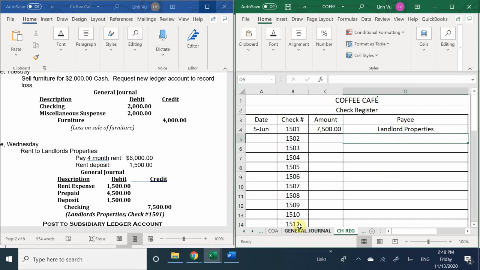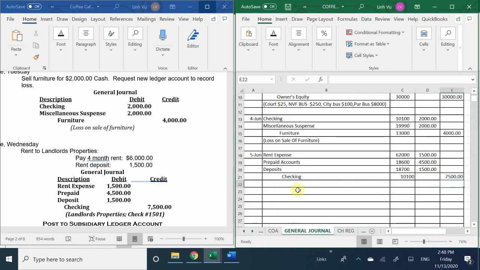Okay. And now that I have my check number 1501, I can go ahead and go back to my journal. Okay, so this is a good reference point for you too, so you can keep track of your information. Now, how I want you to place it here is, well, I need to know who you wrote this check out to. So in this case, I'm going to put details such as landlord properties. Okay?